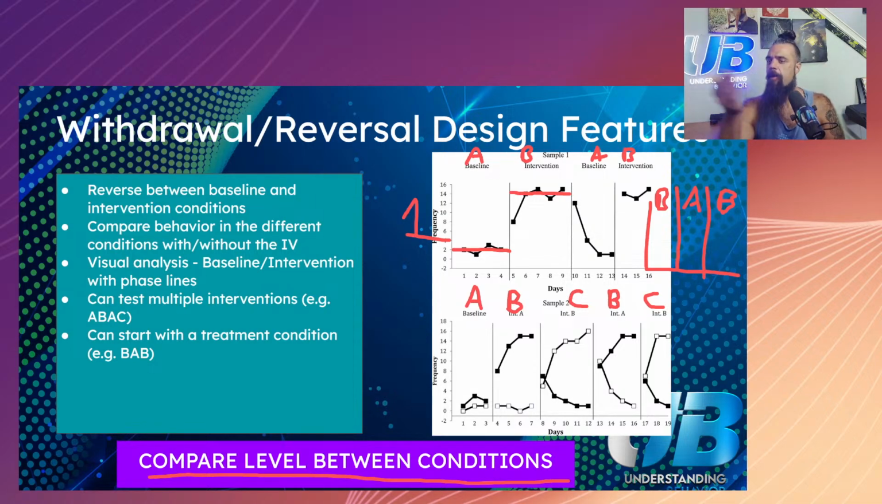As far as withdrawal and reversal, they will not test you on the difference between those on the BCBA exam. So for our intents and purposes, they're exactly the same. Withdrawal and reversal, those are interchangeable terms.